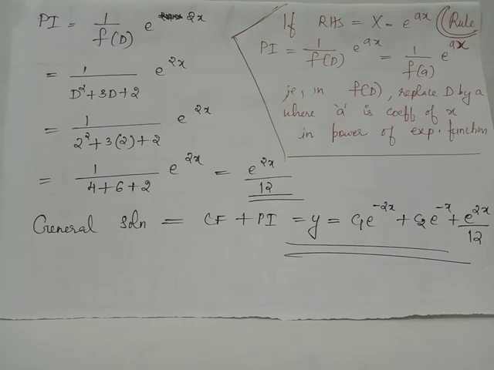and hence the general solution for the differential equation will be complementary function plus particular integral, which is y equals c1 e raised to minus 2x plus c2 e raised to minus x plus e raised to 2x upon 12.